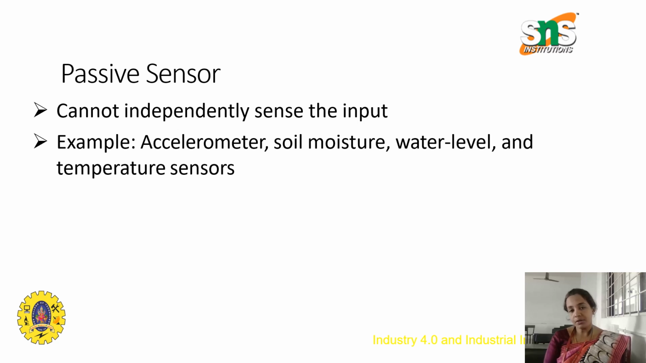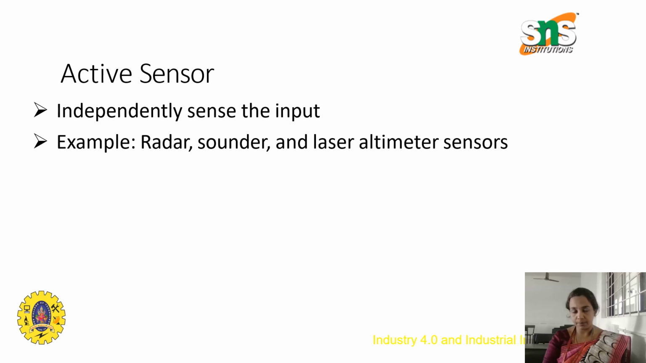Soil moisture is used to determine the water content in the soil. Water level sensors can be used in dams or in tanks, very big containers. So these are the applications where these types of sensors would be used. The temperature sensor is obviously used to determine the temperature. So these types of sensors come under the passive sensor category.